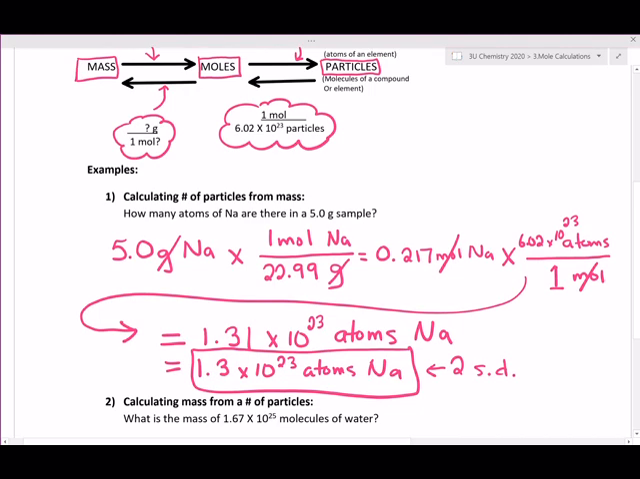Okay. A question like that would be worth 3 marks because you've done 2 steps of math, and then you always get 1 mark for getting the correct final answer.